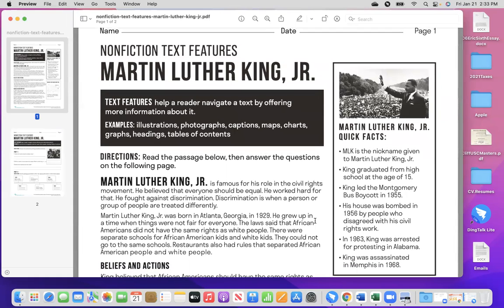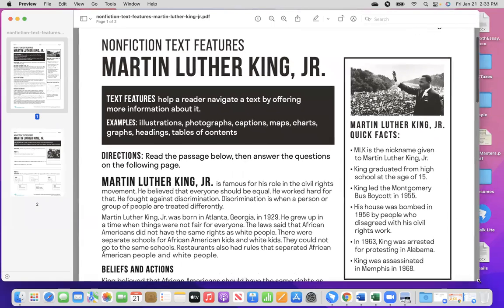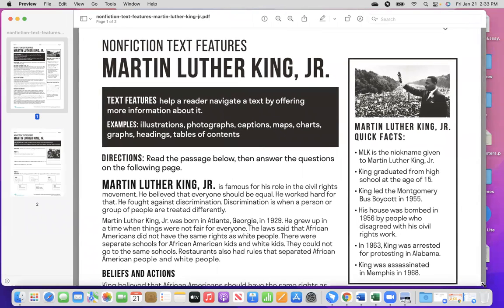Nonfiction test features Martin Luther King, Jr. Wait, hold on, Eric. In English, when you see this, it means junior. You say junior, and then what if it's SR? What does that mean? A senior. Excellent. All right. Yes, go ahead. Please continue reading.